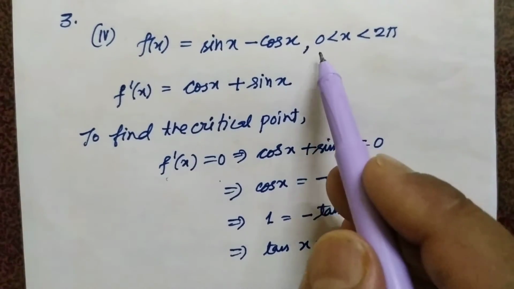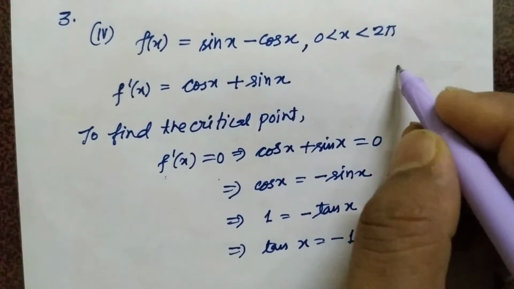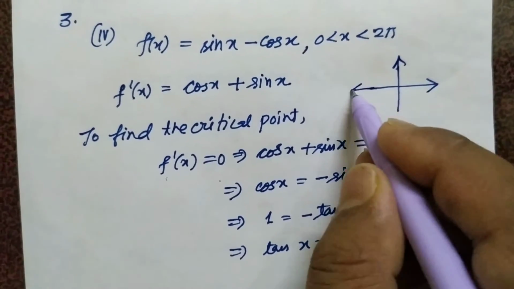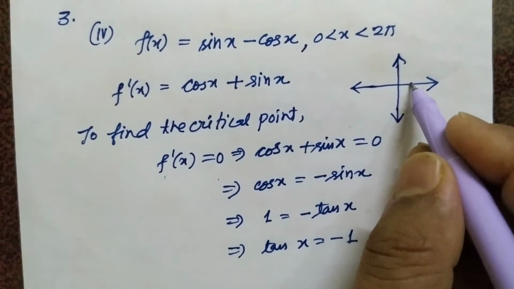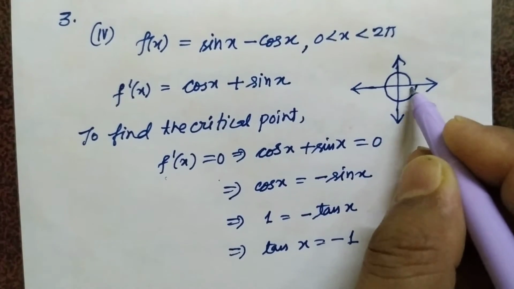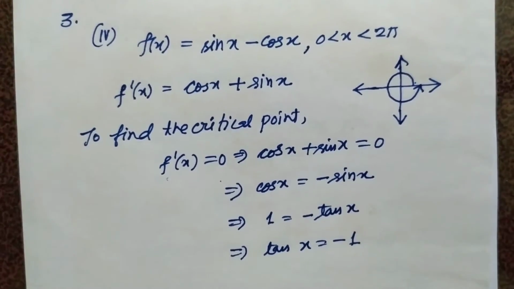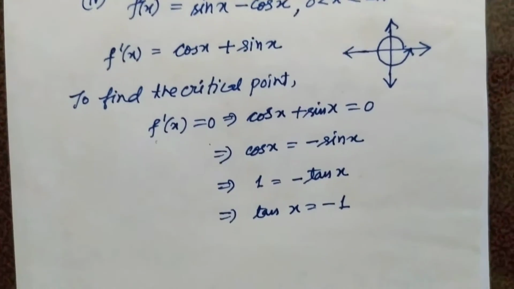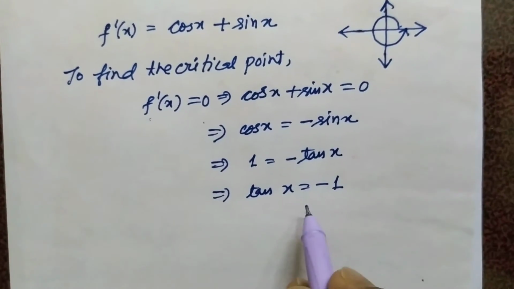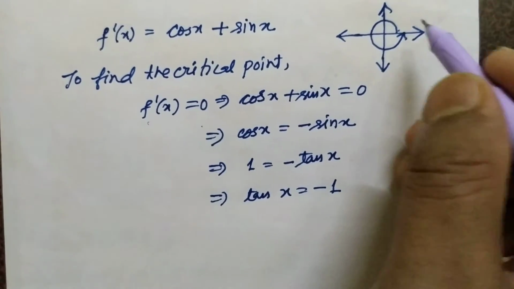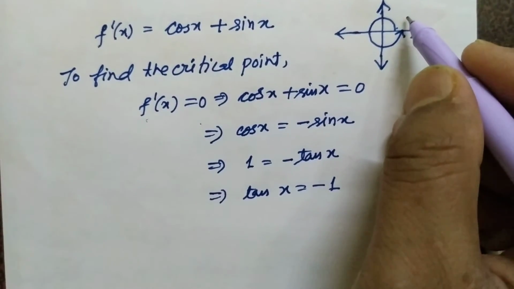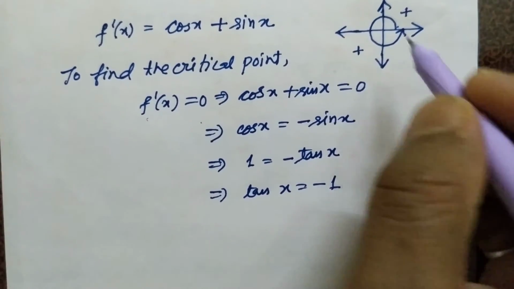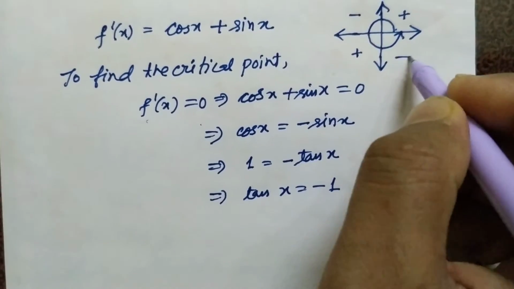So in this interval 0 to 2 pi, which is a complete revolution, when we talk about trigonometric angles, we should always think about the 4 quadrants. So we are going from the first quadrant to the fourth quadrant, a complete revolution. In which quadrant will tan x be minus 1? We know that tan 45 degrees is 1, so which will be the first quadrant. We know that tan is positive in the first and third quadrants.